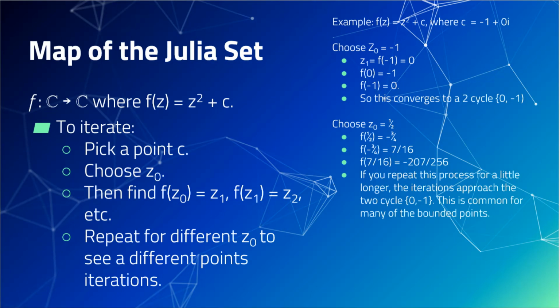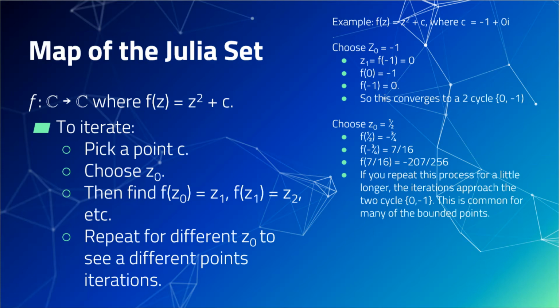So with that, here is the map of the Julia set. We're going to work with a function f such that the set of complex numbers is mapped back onto itself, where the function f is f of z equals z squared plus c. To iterate this, we're going to do an iterative process to find all these points and whether or not they are in the Julia set. You pick a point c in the complex numbers, so you can choose any number of the form a plus bi. You can even choose b to be 0, so it's just a real number as well.